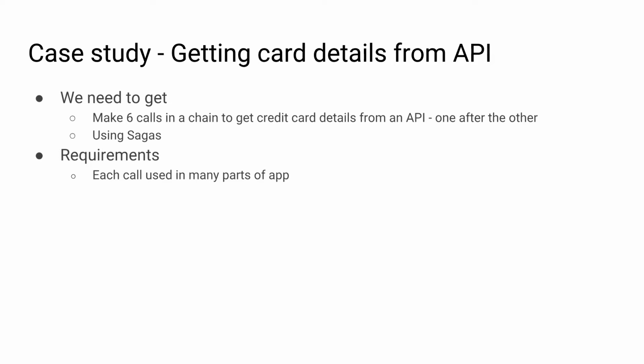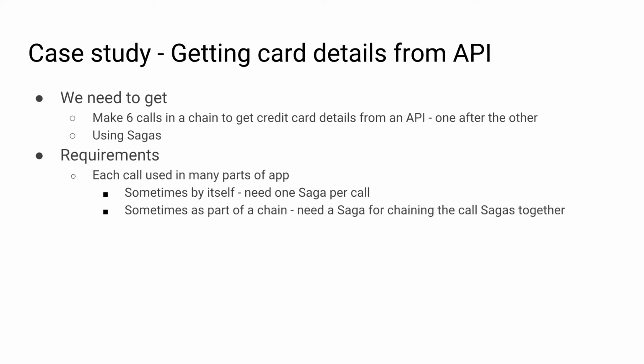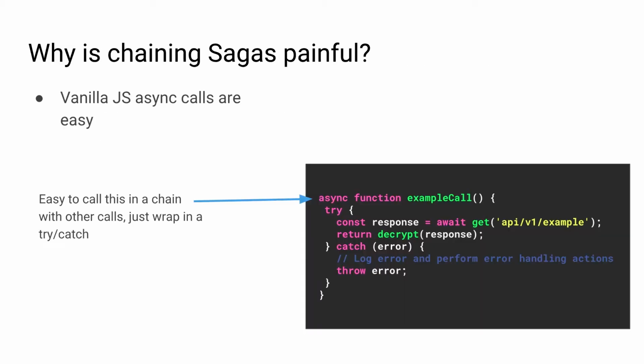So some requirements, what we have to do. Each call is used in many parts of the app, sometimes by itself. So we do need one saga per call. But sometimes it's going to be as part of a chain. We're going to have to make a lot of calls at once, which means chaining each of these sagas together in a sequence, one after the other.